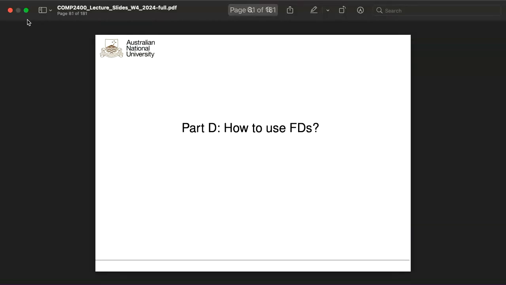So let's stop here. Let's have a break, because we have gone through parts A, B, C. We have another 2 parts, on how we can use functional dependencies and also the theory. So let's have a break. We come back, how about 2 o'clock?